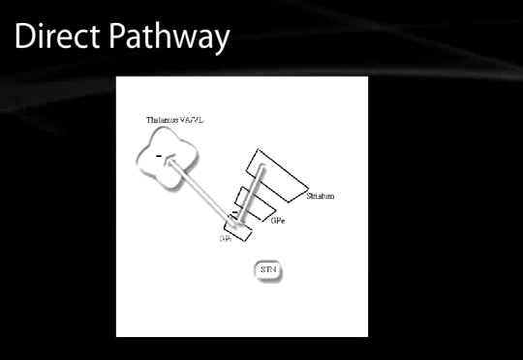The indirect pathway, on the other hand, has more players involved. The globus pallidus pars interna is holding back the thalamus. The subthalamic nucleus helps the globus pallidus pars interna hold back the thalamus. So together they're a team of structures holding back movement. If they were left alone, there would be very little movement.